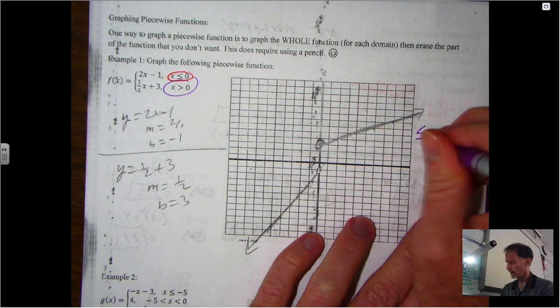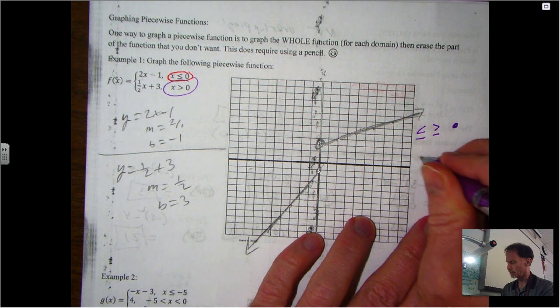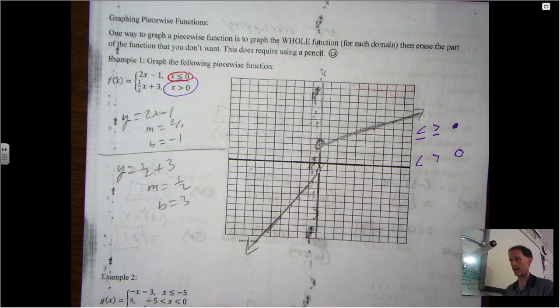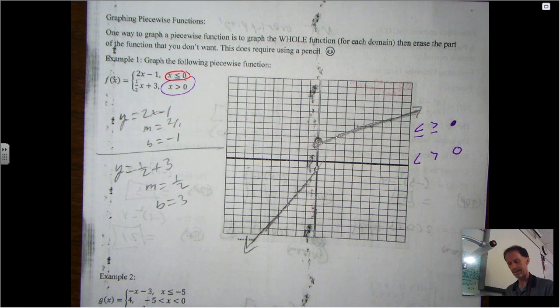Anytime you see a greater than or equal to or less than or equal to, you're going to do a filled-in circle. If you see just a plain less than or a plain greater than, you're going to use an open circle on that x value. So don't forget that. So that's your piecewise function. Again, easiest thing, graph the whole thing, and then just erase what you don't want.